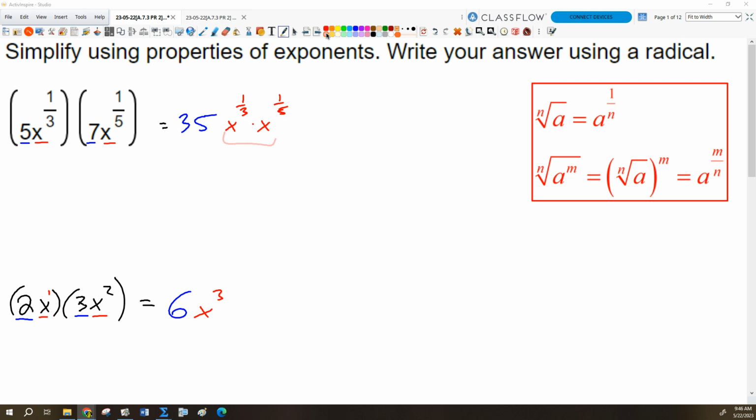How can I deal with this part here? What did we do down here? How did we get x to the 1 times x to the 2 equals x to the 3? Yeah, because when we multiply like bases, we add exponents, don't we? So this part right here is really just going to become x to the 1/3 plus 1/5. So the only really challenging part is we've just got to add up those fractions, but we can do that, right? We can add fractions up. So let's go through that process then.